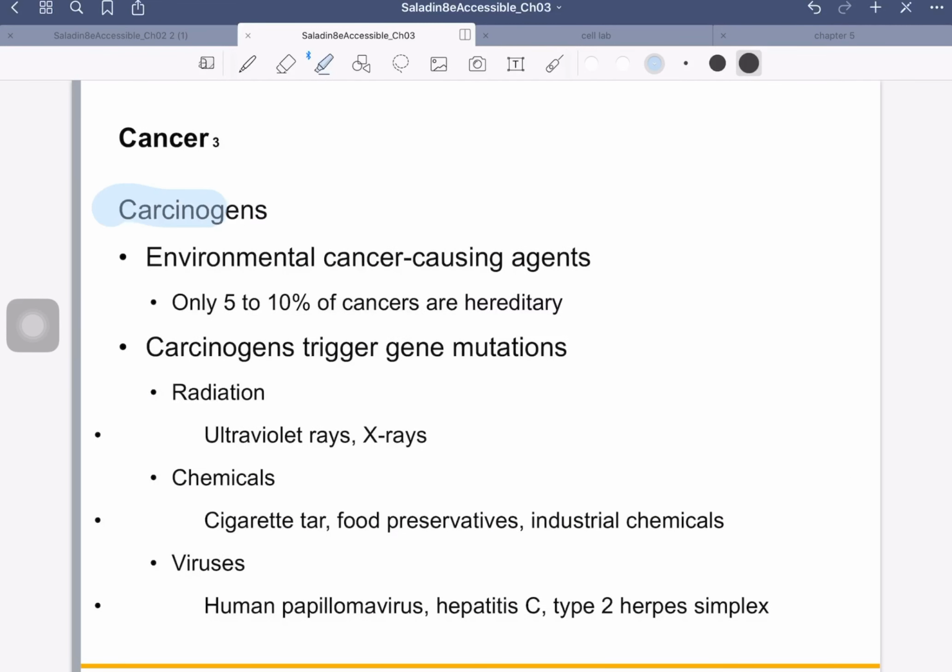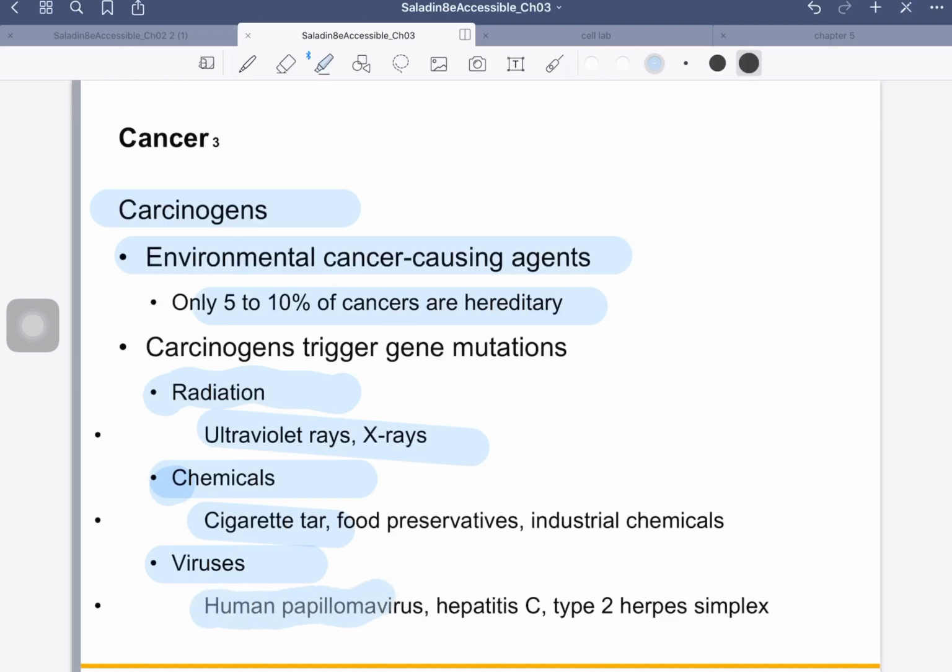Now, carcinogens are environmental cancer-causing agents, and it's believed that only about 5 to 10% of cancers are really rooted in heredity. And a lot of them are probably a result of multifactorial factors, including environment. And of course, some of the most common things that could cause gene mutation would be radiation, like ultraviolet rays, X-rays, chemicals. Certainly cigarette smoke is a major cause. And viruses like the human papillomaviruses, hepatitis C, and herpes simplex 2 viruses.